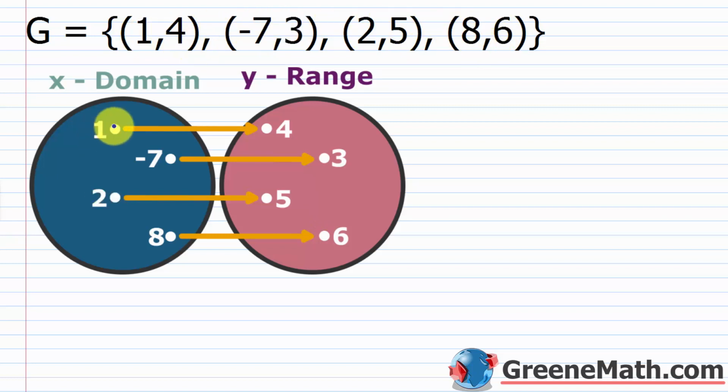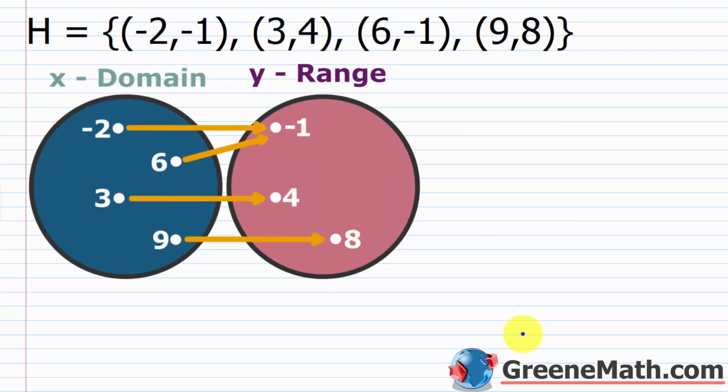An x value of 1 is associated with a y value of 4. An x value of -7 is associated with a y value of 3. An x value of 2 is associated with a y value of 5. And an x value of 8 is associated with a y value of 6. So for each x, there's one y value that's associated with it. So this is a function.